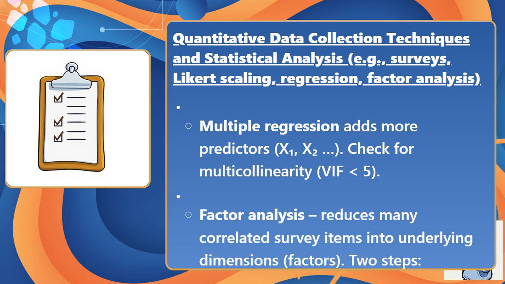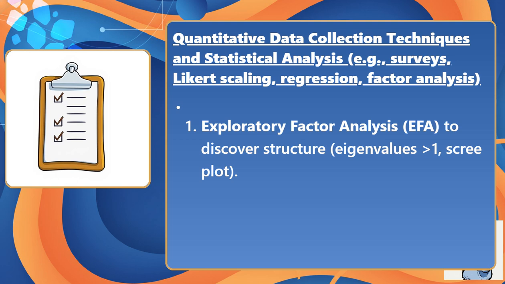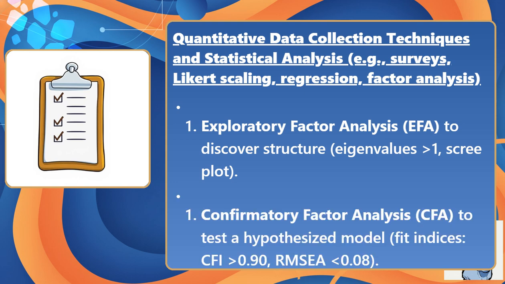Factor analysis reduces many correlated survey items into underlying dimensions, factors. 2 steps. Exploratory factor analysis, EFA, to discover structure. Eigenvalues greater than 1, scree plot. Confirmatory factor analysis, CFA, to test a hypothesized model, fit indices. CFI greater than 0.90, RMSEA less than 0.08.